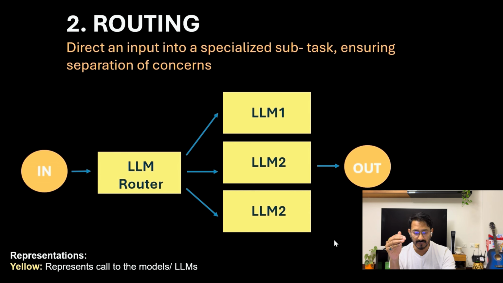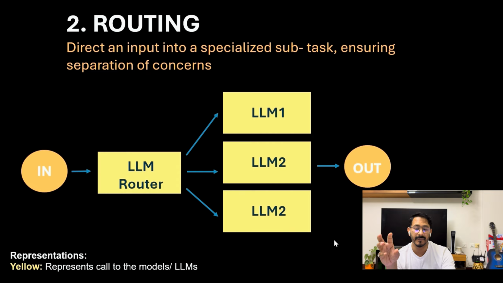So the router's job is to classify the task and understand which of the specialists is best equipped to perform the task, right? The idea is to have specialist models, and as shown in LLM 1, 2, 3, 4, 5, there are multiple LLMs, and they are each good at a different task. So it is a very powerful model, and it directs the input into specialized subtasks, ensuring separation of concerns. So that's it, that's routing.